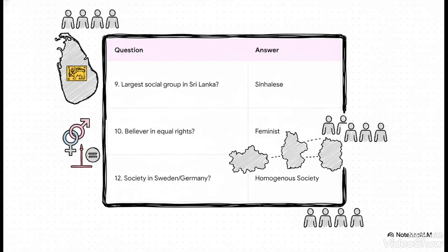Question 9 asks about the largest social group in Sri Lanka, and that's the Sinhalese. For question 10, someone who believes in equal rights is a feminist. And question 12 points out that societies in Sweden and Germany are considered homogeneous. Just knowing these simple facts gets you on the board.